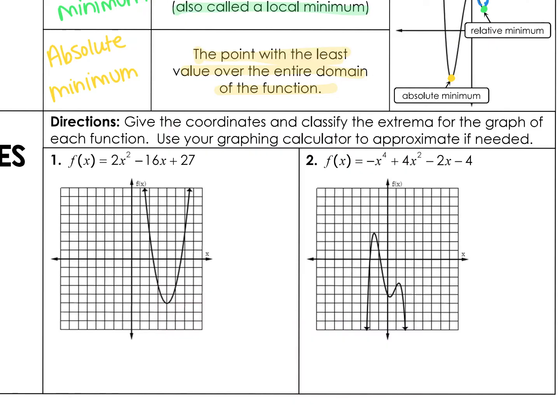All right, let's look at some examples of this. The directions say, give the coordinates and classify the extrema for the graph of each function. So extrema, we have our 4 options. We could have a relative maximum, an absolute maximum, a relative minimum, or an absolute minimum. So we're going to look at each graph and give the coordinates of these extrema points.